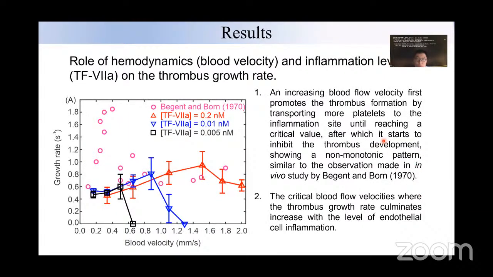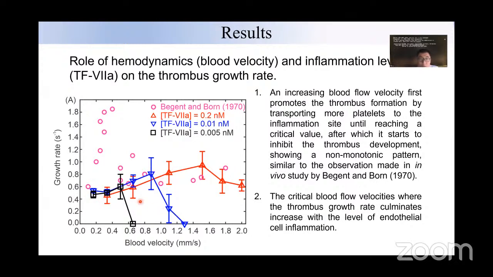Then we can measure the growth rate of the platelet aggregate at different blood flow velocities, triggered by different levels of tissue factor 7A complex. For example, here we can show that when the blood flow velocity increases, the growth rate of the platelet aggregate first goes up, then reaches a maximum value, then starts to decrease.